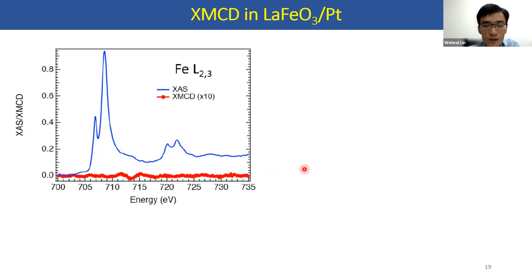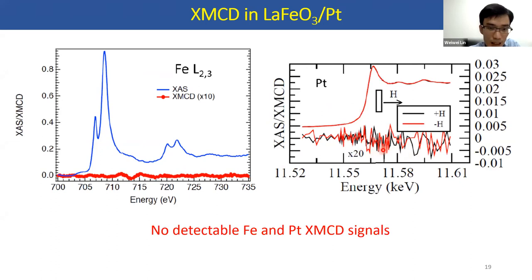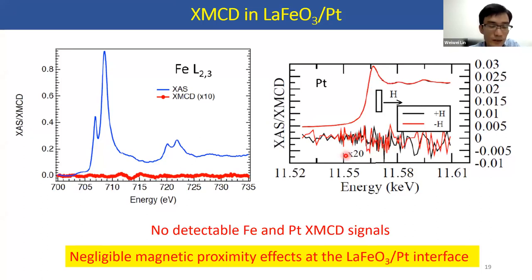We also checked the XMCD result of the platinum, because we deposit platinum on the lanthanum ferrite. There is also no detectable XMCD of platinum. So there is no detectable XMCD signal for both iron and the platinum. So this indicates negligible magnetic proximity effect at the lanthanum ferrite platinum interface.